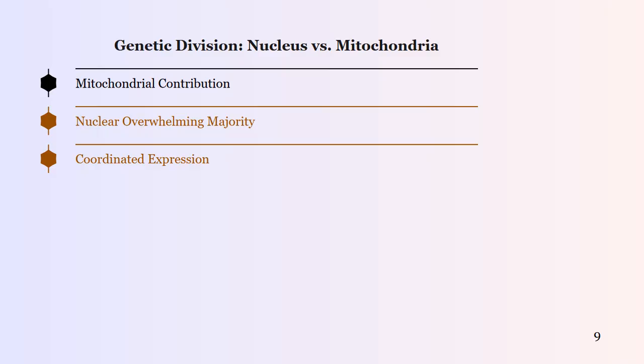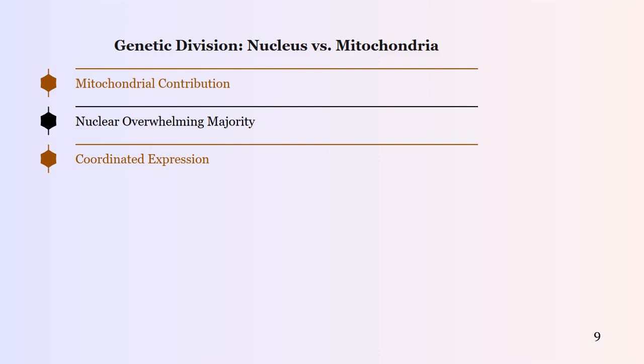Genetic division. Nucleus versus mitochondria. Mitochondrial contribution. The human mitochondrial genome is remarkably compact, containing only 37 genes that are entirely essential for its function. Nuclear, overwhelming majority. The human cell nucleus contains approximately 20,000 genes, roughly 1,000 to 1,500 of which directly encode proteins destined for the mitochondria.